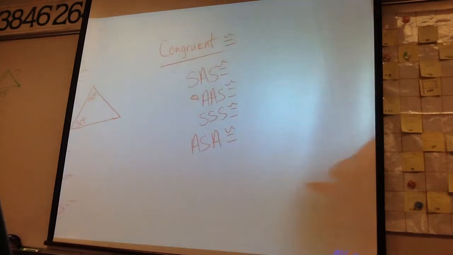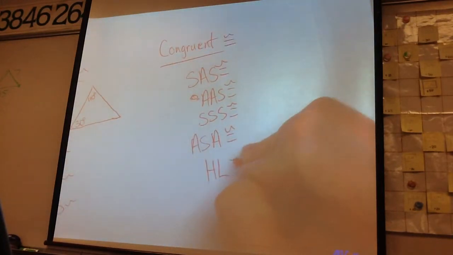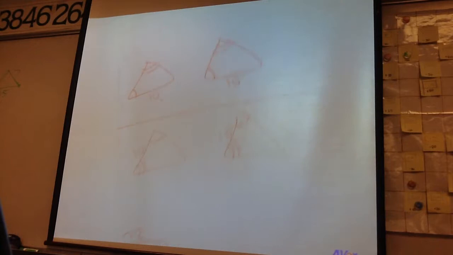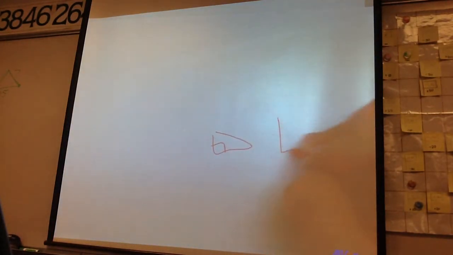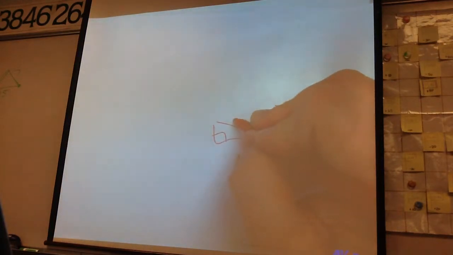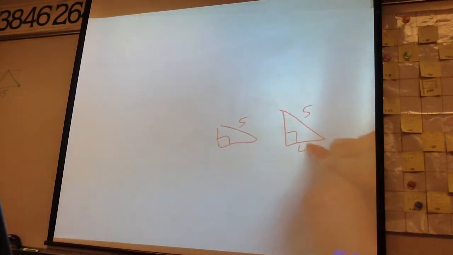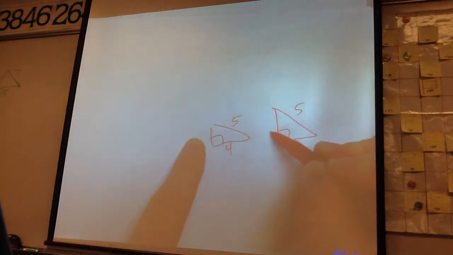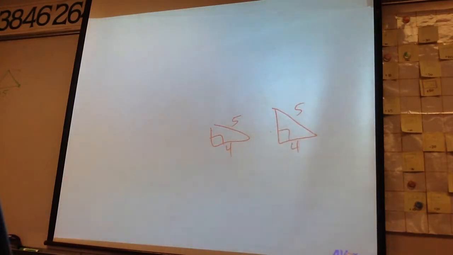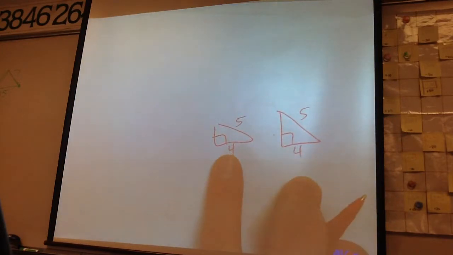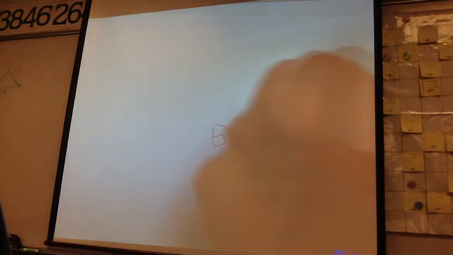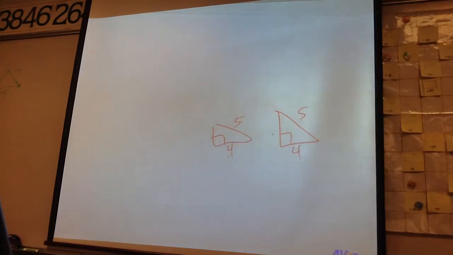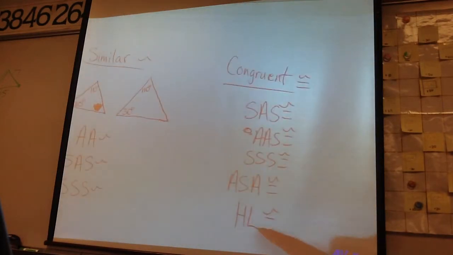And the last one, which I never use, is hypotenuse leg. That's just for right triangles only, obviously by hypotenuse. If you've got two right triangles, and you know the hypotenuses are the same, and you know one of the legs is the same, because of the Pythagorean theorem you could figure out the third side, and it would have to be the same because you're putting the same numbers in. So this is basically just side, side, side for right triangles. They count it as another reason sometimes.